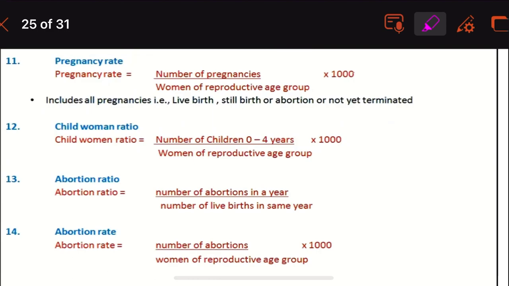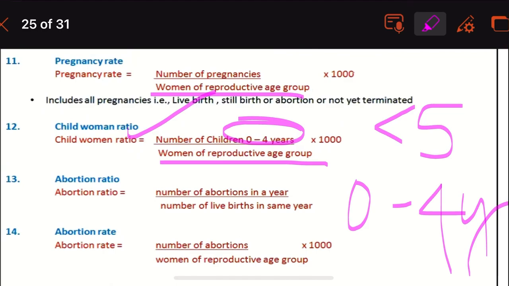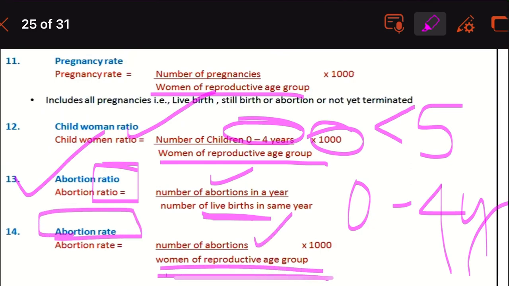So child is less than 5 years, that is 0 to 4 years child. The number of children aged 0 to 4 years by the women of reproductive age group into 1000. Abortion ratio: in abortion ratio you're taking the number of abortions by the number of live births in the year. In the abortion rate, we see the number of abortions by the reproductive age group.